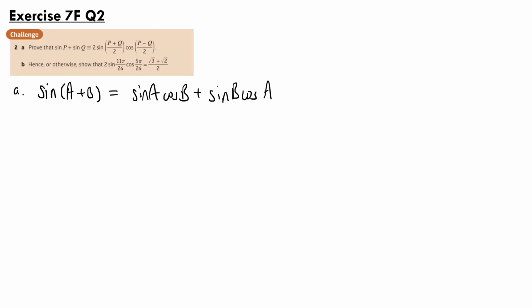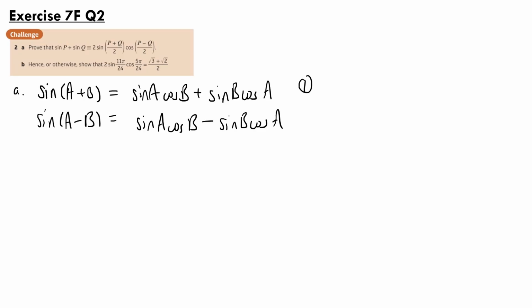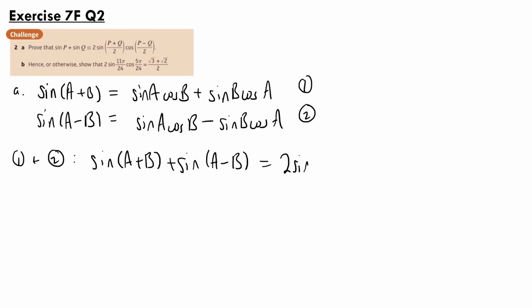And then we have sine of a minus b being equal to sine of a cos of b take away sine of b cos of a. And then now we can add these together to eliminate the sine b cos a terms. So if we add equation 1 and equation 2 together here, we're going to have sine of a plus b plus sine of a minus b being equal to 2 sine a cos b.